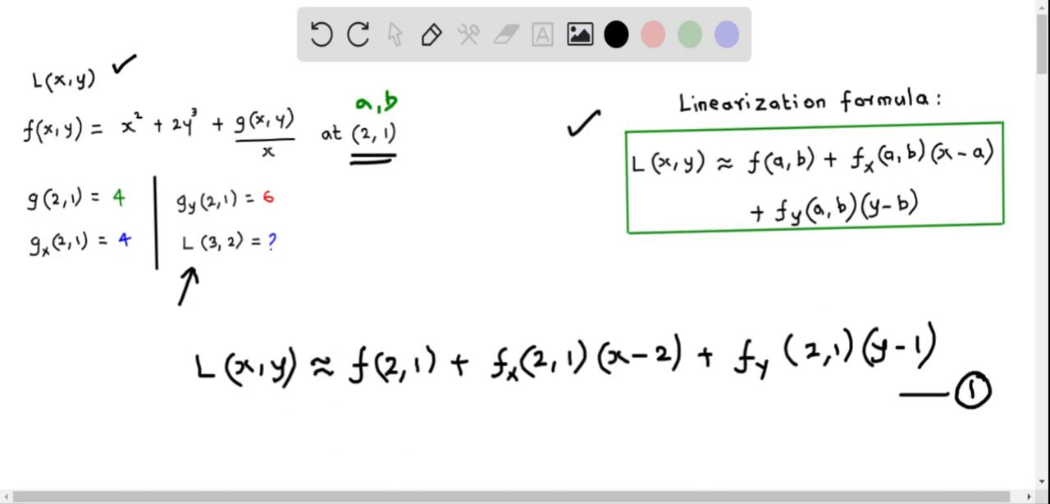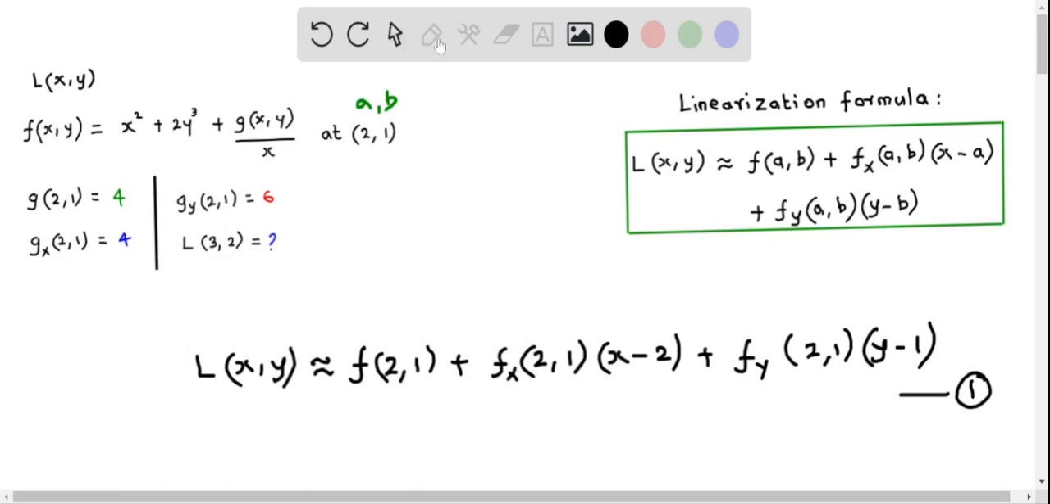To determine L of (3,2), basically we have to determine this first. So this is the equation. Let's determine this f of (2,1), and then we have to determine the partial derivatives at (2,1) with respect to x and y. Substitute these values into this equation, so then we will get L of x,y. And finally, we just have to substitute x equal to 3 and y equal to 2 to determine this L of (3,2).